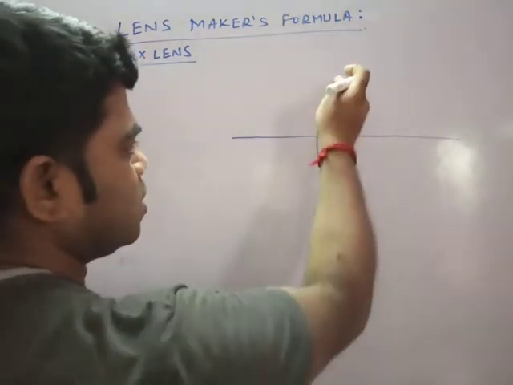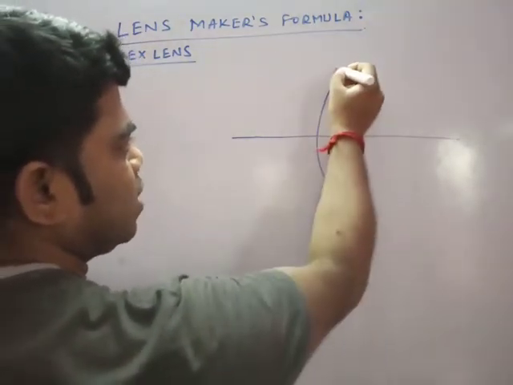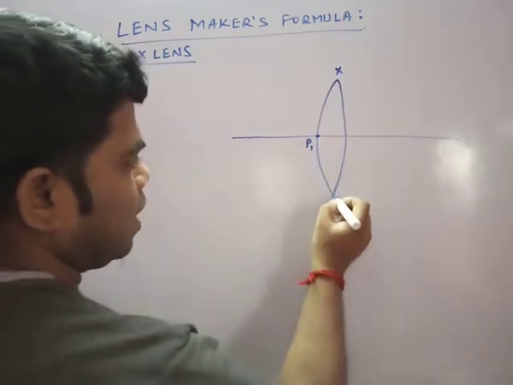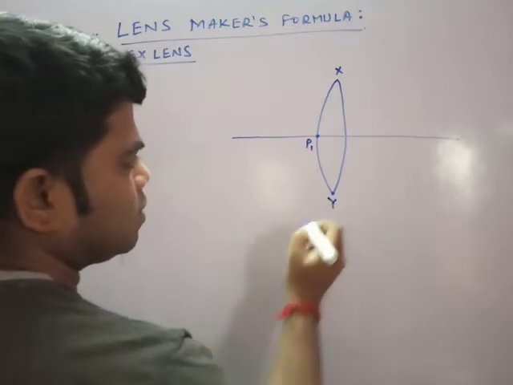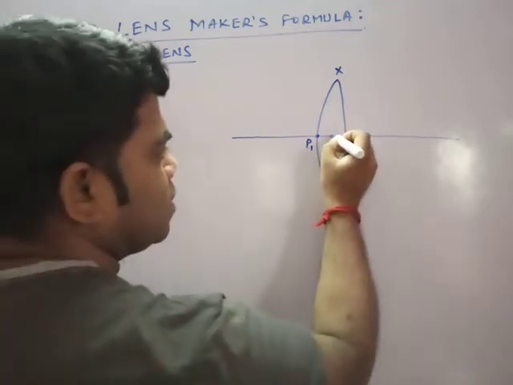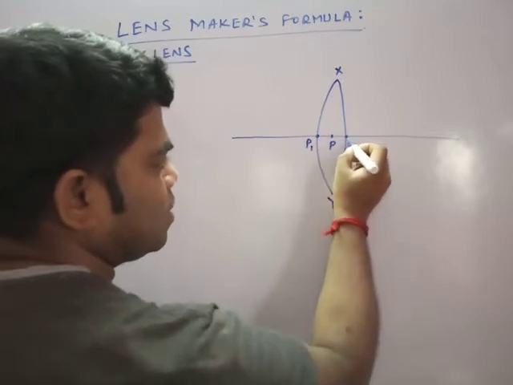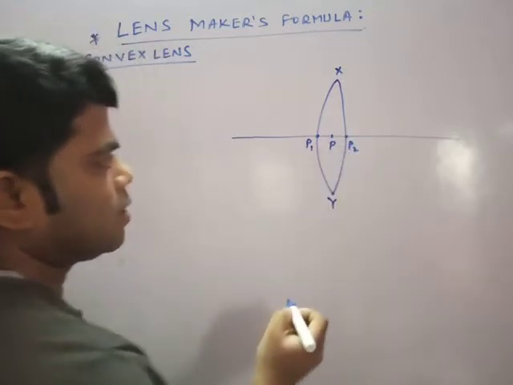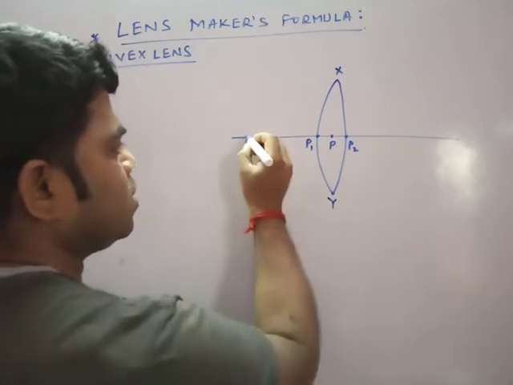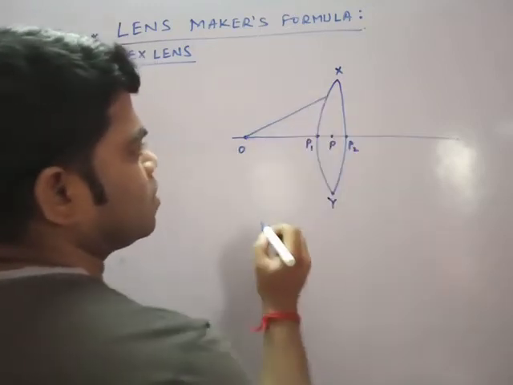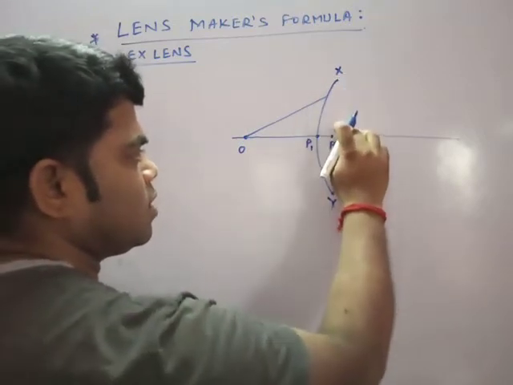So suppose this is the first surface, which you take as x, P1 and y. At the center this is P, the optical center, and this is P2, clear? Suppose O is the object. It strikes the surface. So first, this is the surface.